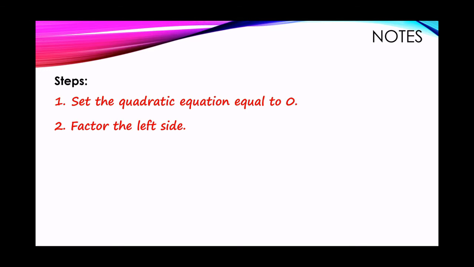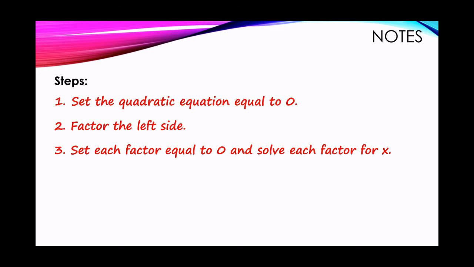Then we factor the left side, okay? And we set each factor equal to 0 and solve each factor for 0. Now that may seem confusing right now, but we'll show you what I mean. And then you write your answers using curly braces. And so it should look something like this. And the reason why we do that is because we don't want to get them confused with coordinates. All right, let's try some examples.